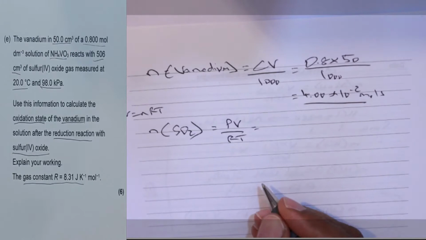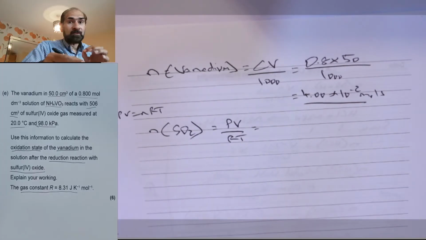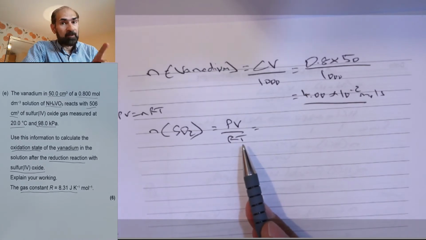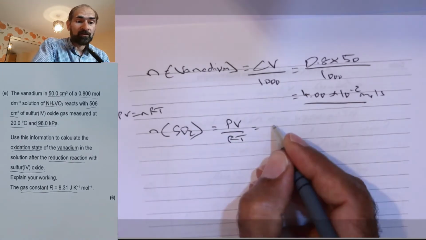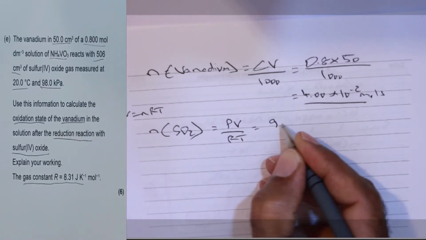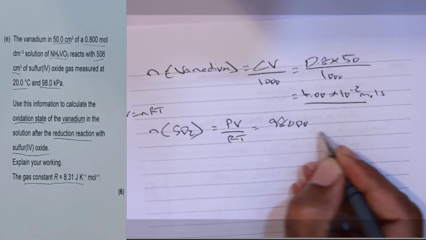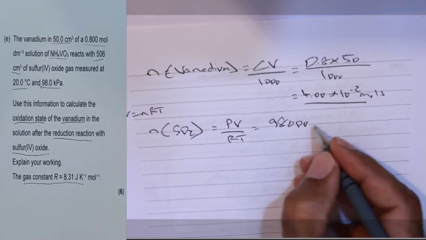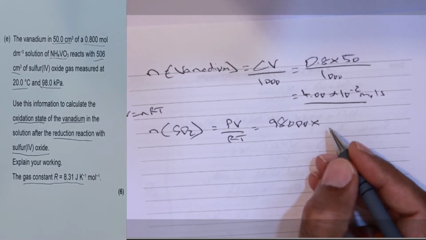The pressure is 98 kilopascals. That's one of the places where students go wrong. The pressure is not 98 kilopascals but 98,000 pascals, because it's pascals that's used in this equation, not kilopascals. The examiners deliberately do that, just to make sure you're aware.